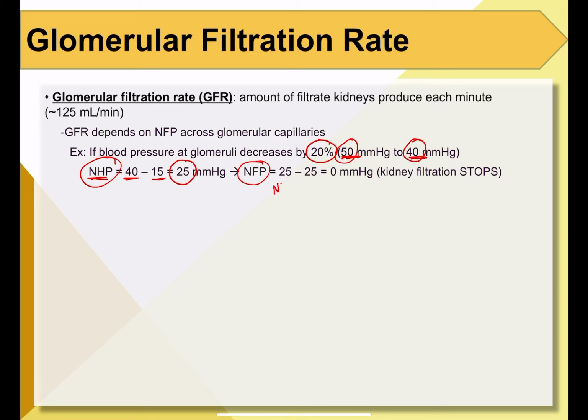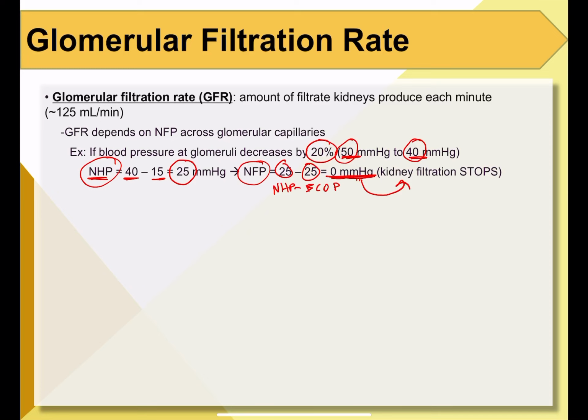NFP is NHP minus BCOP. 25 minus 25 is 0, okay? When you have 0 millimeters of mercury going through your glomerulus, your kidney filtration completely stops, okay? So that's why blood pressure dropping just by 20% is going to stop your kidney from doing what it's supposed to be doing, okay? So that's why I said it is very critical for your kidney to be able to adjust the pressure that's going into your glomerulus, or else your entire kidney filtration system fails, okay?